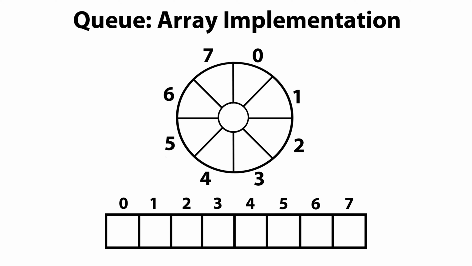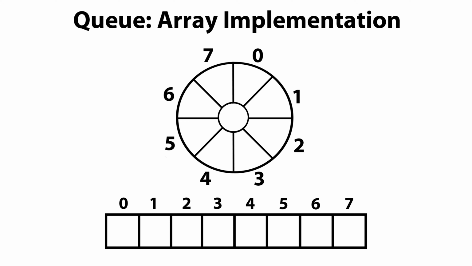They're just drawn differently. And the reason why we're using a circular array as opposed to a regular array is because if you use a regular array while implementing a queue, you're going to end up wasting space and memory. And that's because with a circular array, we have this wraparound effect.